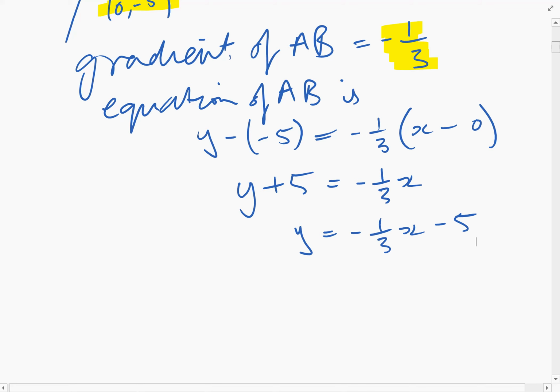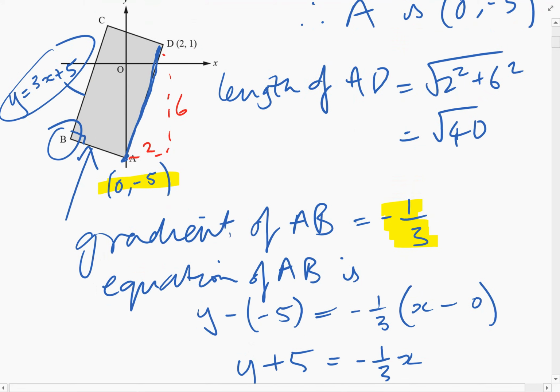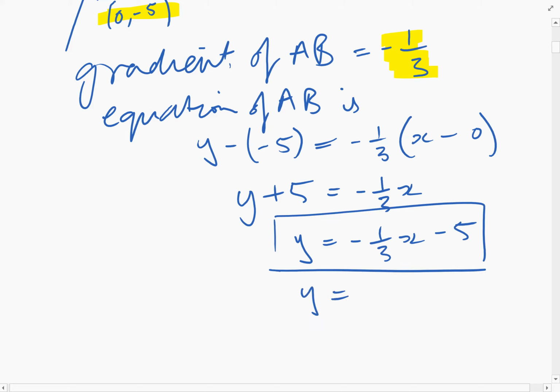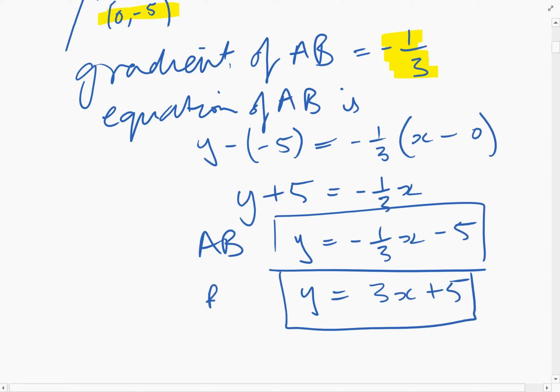If we can find where that meets BC, which is this equation, then we'll find what the coordinates of B are. So let's do that. Let's find where this line meets y equals 3x plus 5. So this is the equation of AB. This is the equation of BC.